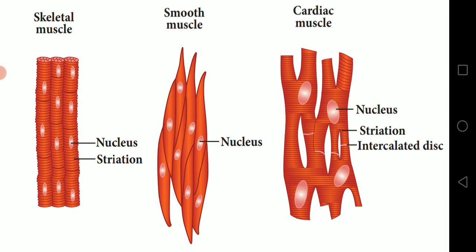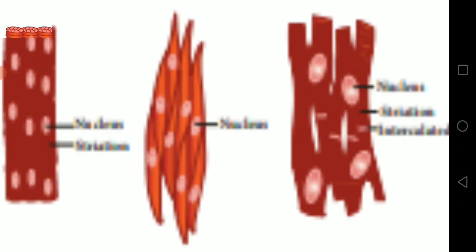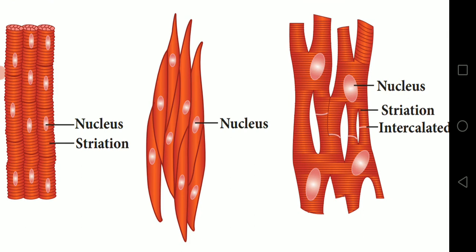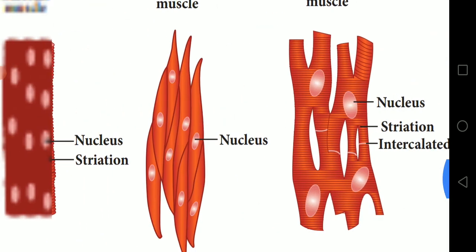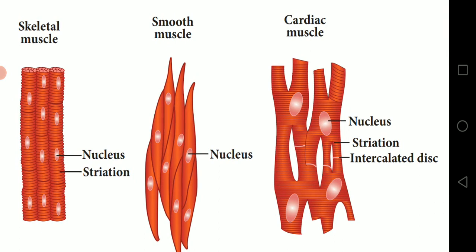Smooth muscles are spindle shaped. You can see it is broad in the middle, and both ends are somewhat tapering, somewhat pointed ends. There is a single centrally located nucleus. In the central part of the smooth muscle, the nucleus is located. That is why it is called uninucleate. Uni means single. Since they have one single nucleus, we call it uninucleate.